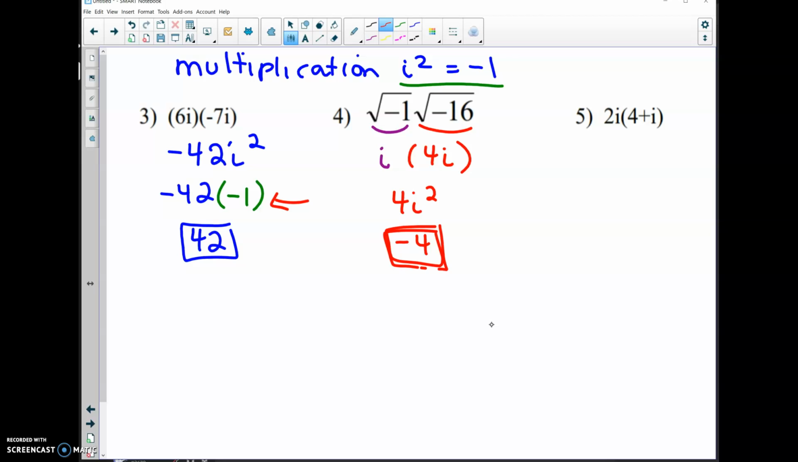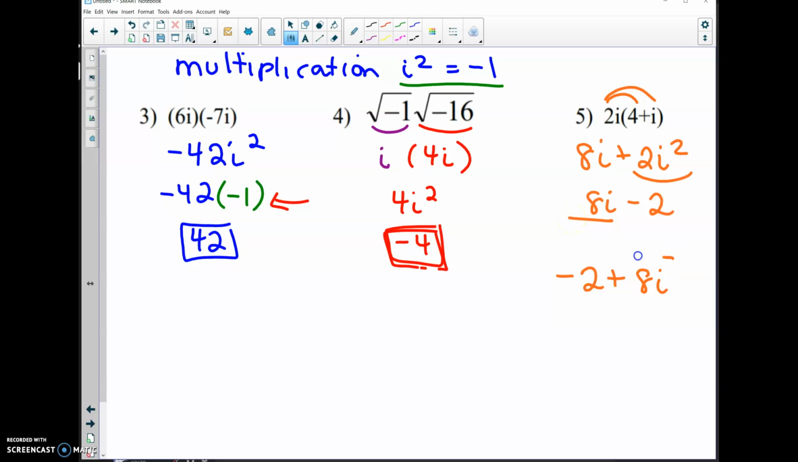Number 5, you are multiplying 2i to the expression 4 plus i. So you're distributing 2i. Pause this and try out this example problem. If you got 8i minus 2, remember you have to change i squared to a negative 1, so that becomes negative 2. And then for standard form, you need to write the real part first and then the imaginary part. There's no sign in front of the 8i, it's positive, so make sure you put a plus sign. So that would be your final answer. Is 8i minus 2 wrong? No, it's just not in standard form. In standard form, your i term would come second.